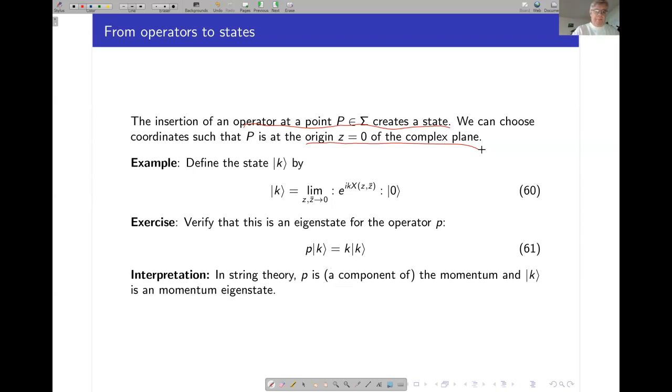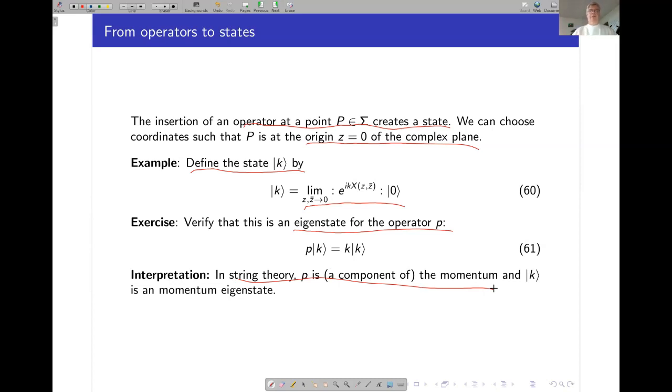So as an example, I can define a state |k⟩ by taking the normal ordered exponential, applying it to the ground state, and evaluating this at the origin of the complex plane, which I have written here as a limit. What I claim is that the resulting state is an eigenstate for the operator P, which in string theory is a momentum operator, or more precisely the component of the momentum operator along the direction which we are currently looking at.